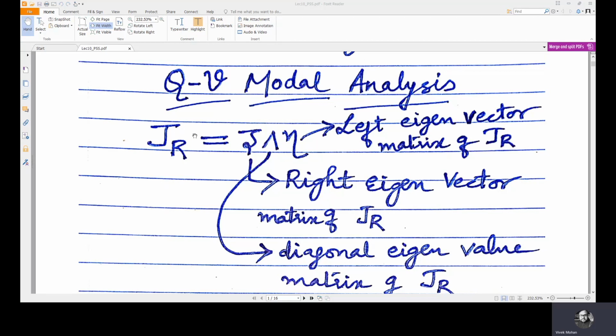So the reduced Jacobian matrix is decomposed as theta into big lambda into eta, where theta is the right eigenvector matrix and eta is the left eigenvector matrix.